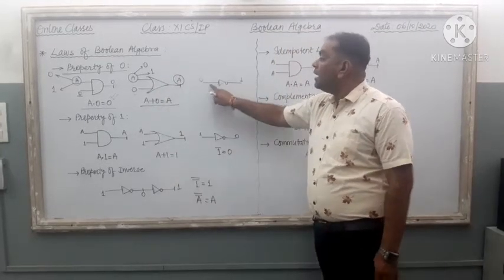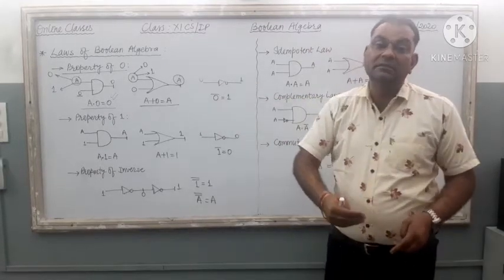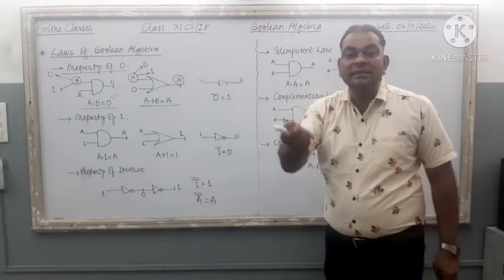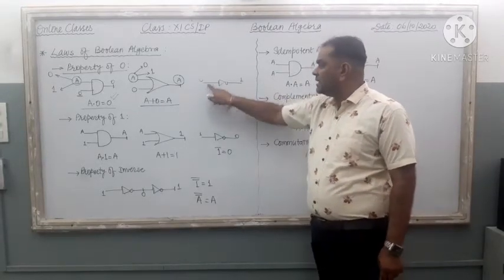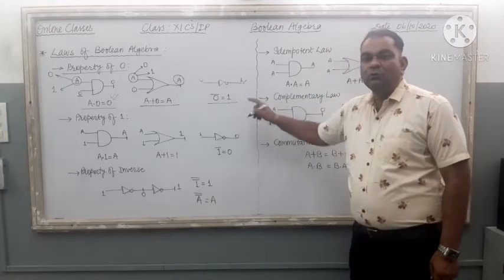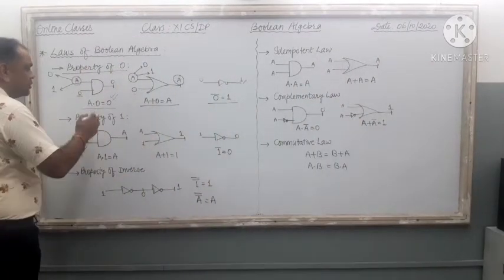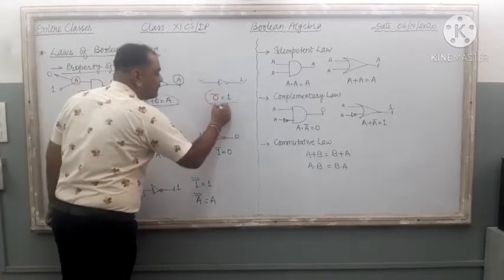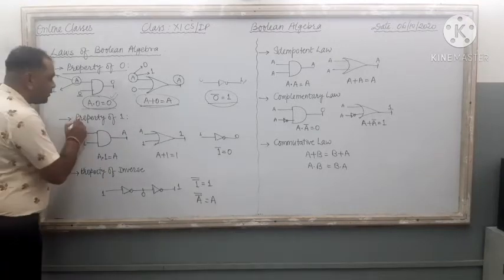Clear? Now come here. If we give 0 as an input to the NOT gate, it is the inverter. It inverts 0 into 1. Two values are there only, 0 or 1. So if we supply 0, the output is 1. So we can say 0 bar equal to 1. Right? It is known as the property of 0. Property of 0 means A dot 0 equal to 0, A plus 0 equal to A, 0 bar equal to 1. Right?